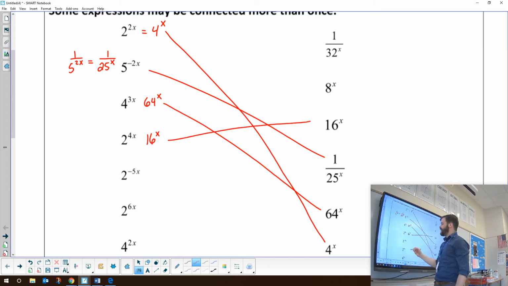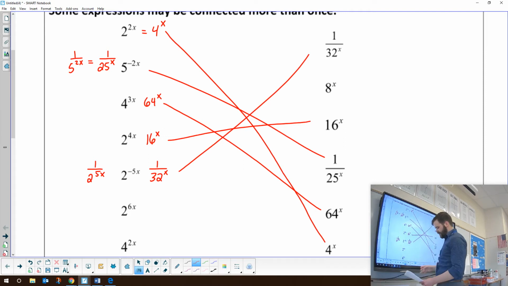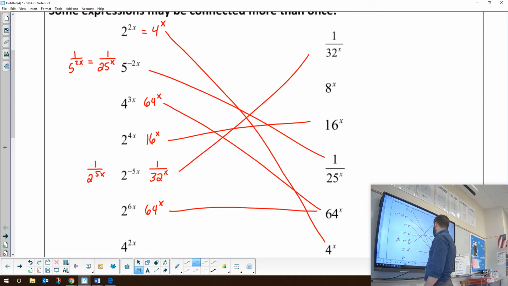2 to the negative 5, that one flips again. Remember, negative exponents flip that fraction. So we're going to go 1 over 2 to the power of 5x, which is, of course, going to be 32. So you get 1 over 32 to the power of x. And hey, that guy's up there. All right, now 2 to the power of 6x, that's going to be 64. So we get 64 to the power of x. And that one is right across from us.